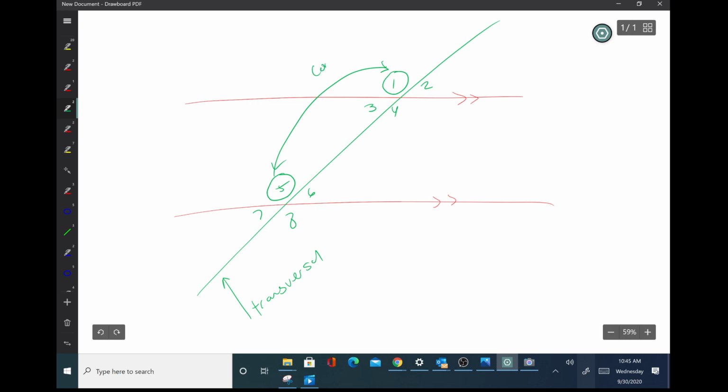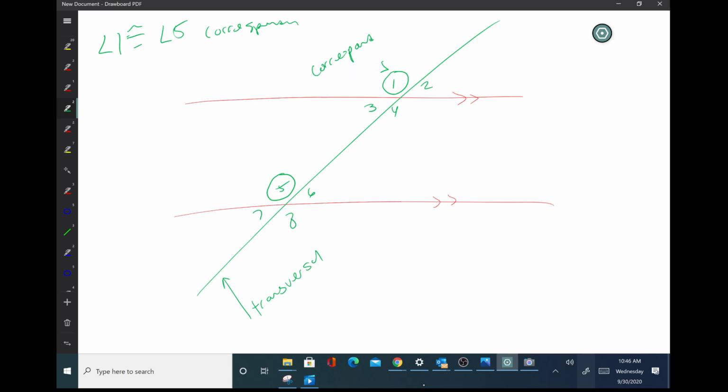Okay, let's talk about 1 and 5. 1 and 5 are corresponding, right? That's based on the lesson from yesterday. What you will learn this class period is that corresponding angles of parallel lines are congruent. So angle 1 is congruent to angle 5 because they're corresponding. Okay? What else looks like it's equal to angle 1? There's an obvious one. 4. Good. 1 and 4. Why are 1 and 4 congruent? Because they're vertical. Vertical angles are congruent, right?